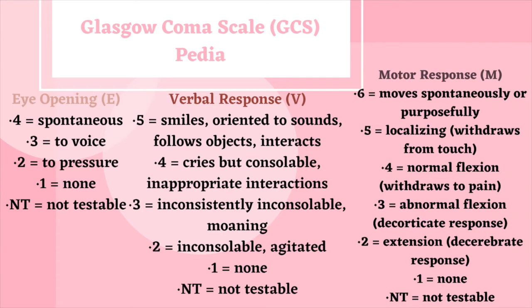While this is the Glasgow Coma Scale for pedia. Eye-opening, so that would be 4 for spontaneous, 3 to voice, 2 to pressure, 1 none, and NT not testable. Verbal response: 5 smiles, oriented to sounds, follows objects, interacts; 4 cries but consolable, inappropriate interactions; 3 inconsistently inconsolable, moaning; 2 inconsolable, agitated; 1 none, NT not testable.